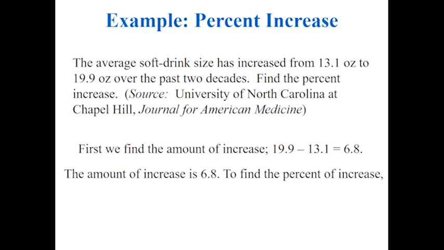So the amount of the increase is 6.8. To find the percent of increase, we take the amount and we divide by the original. It has gone from 13.1 to 19.9, which means the original number was 13.1. 6.8 divided by 13.1 is 0.5191... Convert that to a percent, we get about 51.9%.